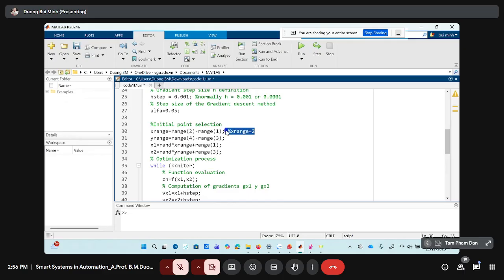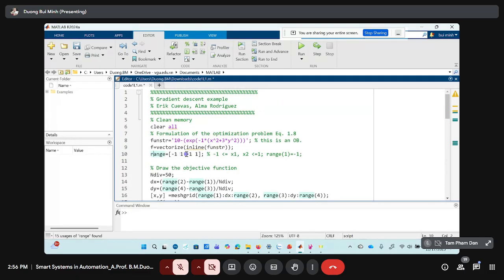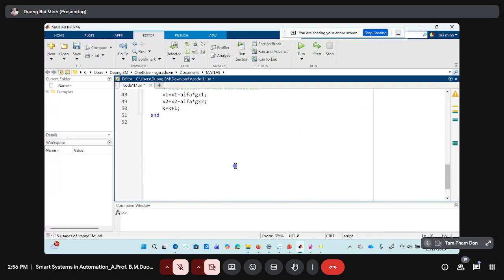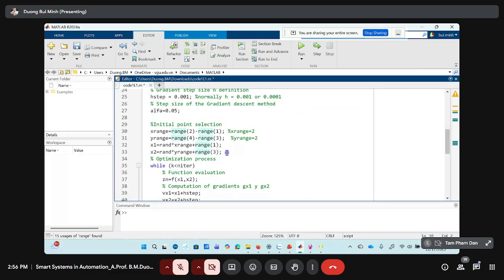Similarly, y range is 2 because it is range 4 minus range 3. Range 4 is 1 and range 3 is minus 1. 1 minus minus 1 gives you 2. And then we apply this format, which is very important.